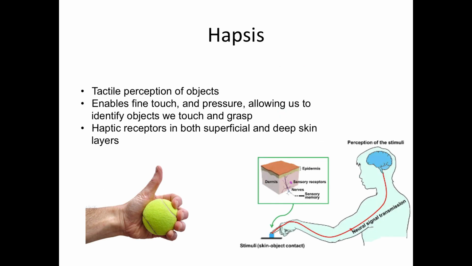Okay, moving on to haptics. Haptics is a Greek word for touch, and haptics is literally our tactile perception of objects. So haptic receptors enable fine touch and pressure, and technically allow us to identify objects that we touch or grasp. Haptic receptors are both in the deep and superficial skin layers, and they're also attached to the little hairs in our body.